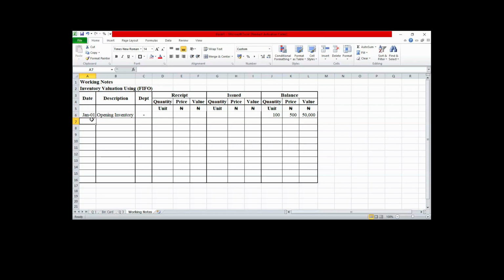Is it clear? Now, the next one after January, according to its date. Which one? April 5. What do we do there? We purchase. How many units do we purchase? 350 units. At what price? 610 naira.